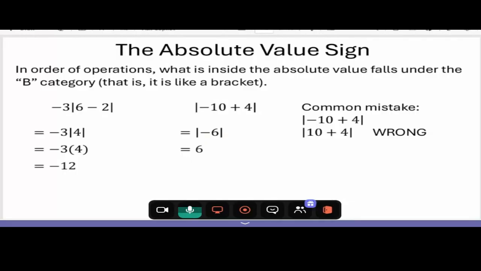Common mistake people will make when they look at this one is they'll think, oh yeah, the absolute value makes everything positive, and they'll make that -10 into a +10 and go 10 plus 4 is 14. No, that is incorrect. Remember, it's the same as a bracket, so you have to work out what is inside of it first, and then apply the absolute value, which makes everything positive.